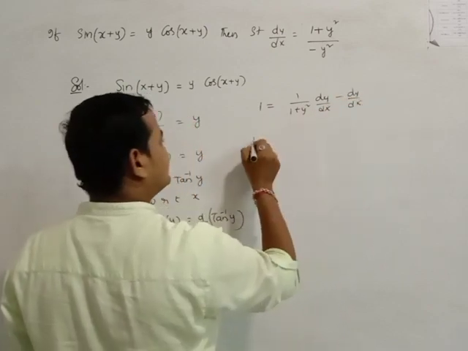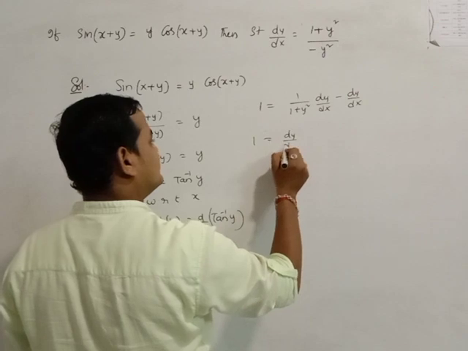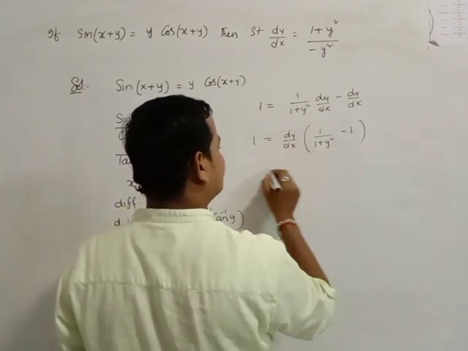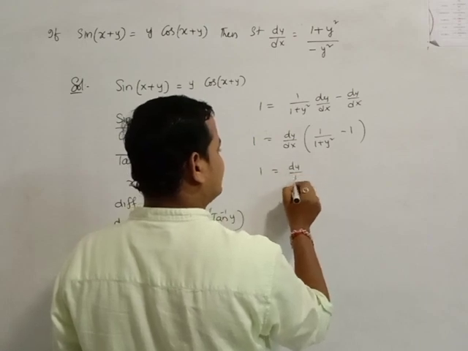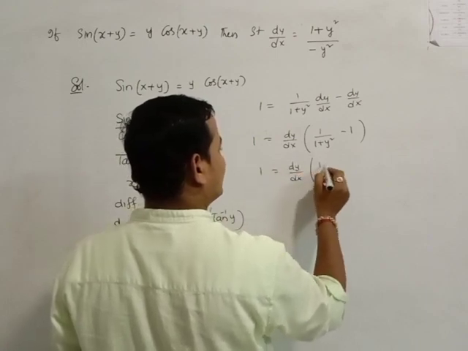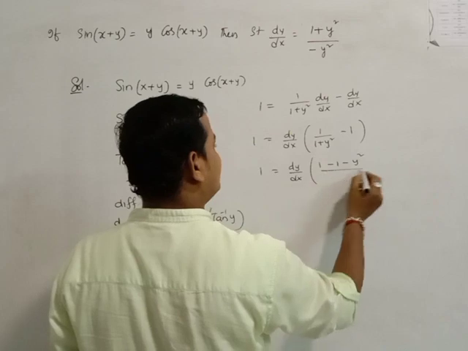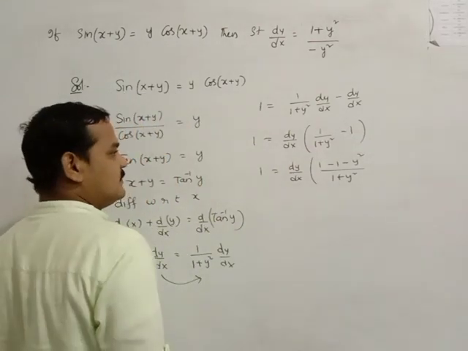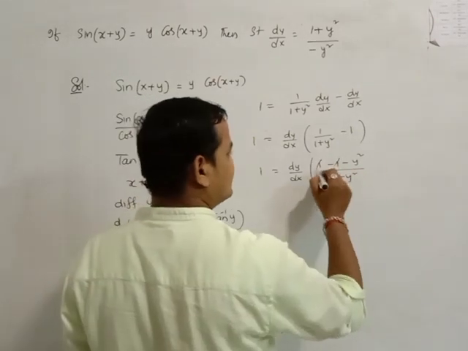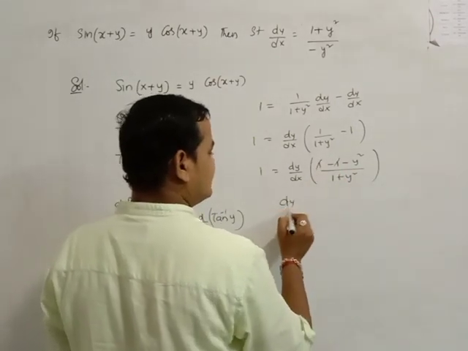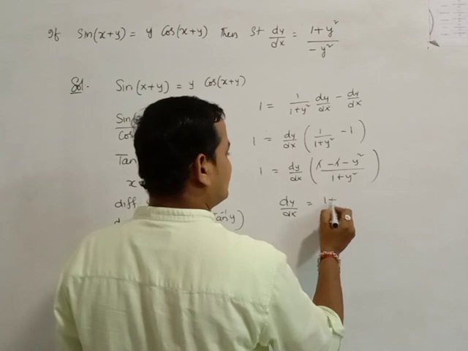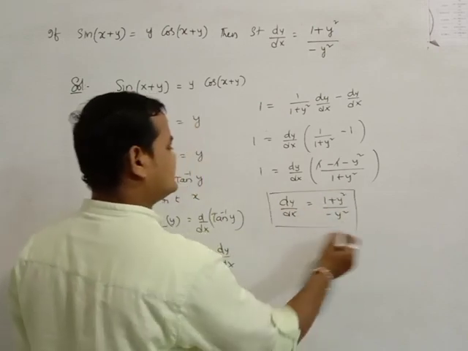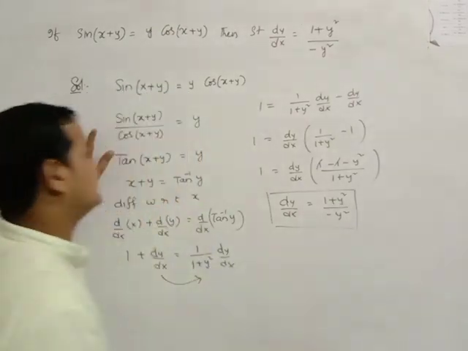dx. Take dy by dx as common. Then it is 1 by 1 plus y square minus 1. LCM it. dy by dx into 1 minus 1 minus y square by 1 plus y square. Because if you multiply the minus 1 with this one, minus 1 minus y square, cancel. Bring this side, dy by dx is equal to 1 plus y square by minus y square. Very easily you can get the answer if you don't go directly to the derivative.